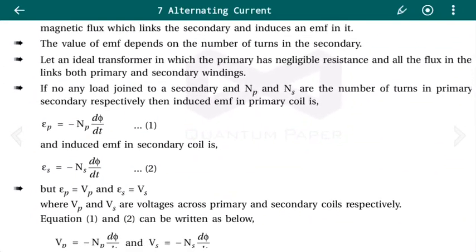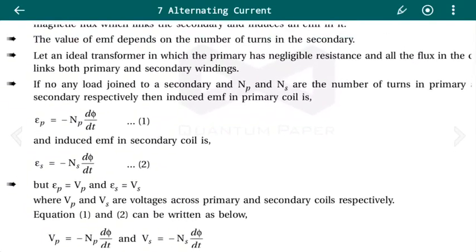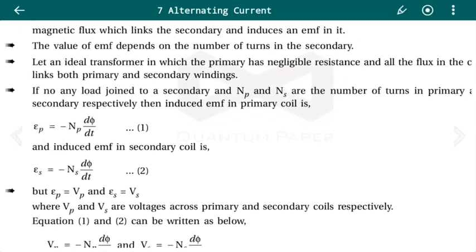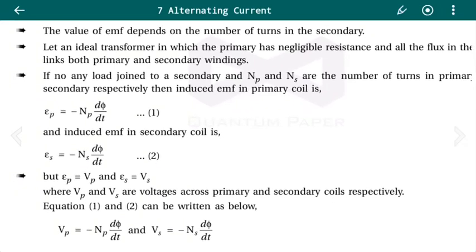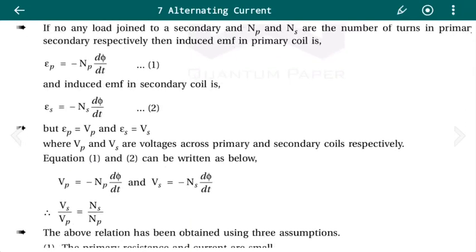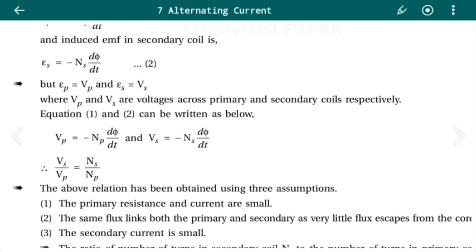primary and secondary windings. If no load is joined to the secondary, and Np and Ns are the number of turns in the primary and secondary respectively, then the induced EMF in the primary coil is epsilon p equals minus Np d phi by dt, and in the same way the induced EMF in the secondary coil is epsilon s equals minus Ns d phi by dt. Here we can say the induced EMF epsilon p equals the voltage Vp and epsilon s equals Vs, where Vp and Vs are the voltages across the primary and the secondary coils respectively.